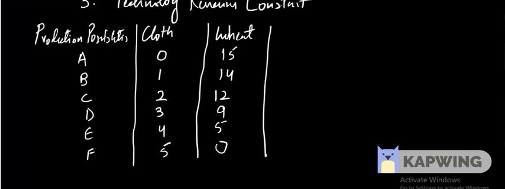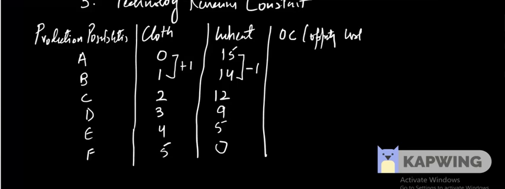Now in the first production possibility, an economy is producing 0 units of cloth, but it is producing 15 units of wheat. To produce 1 additional unit of cloth, what an economy is giving up is 1 unit of wheat. And this giving up of 1 unit of wheat is known as the opportunity cost. So simply put, the opportunity cost of producing 1 additional unit of cloth is 1 unit of wheat.